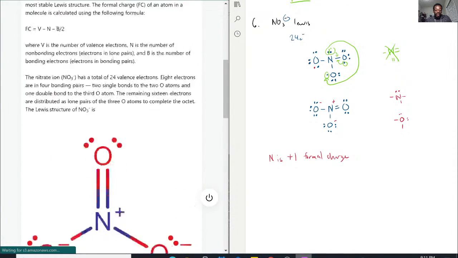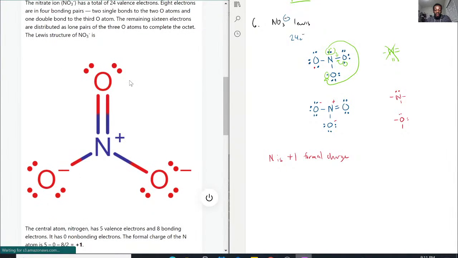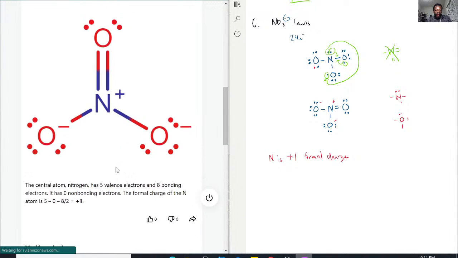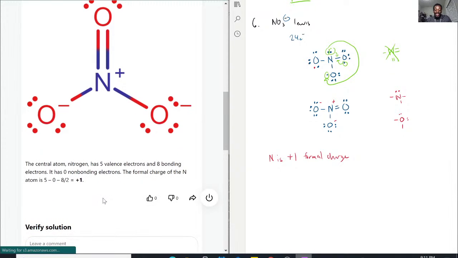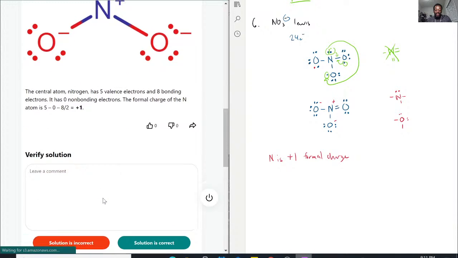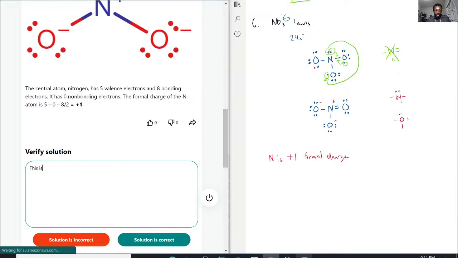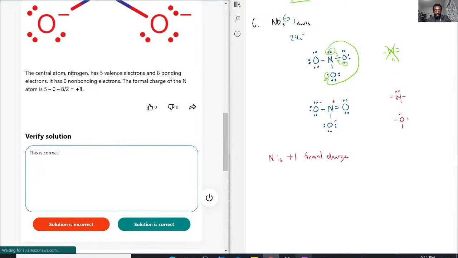So that being said, this is what they got. Perfect, that's the picture we have right now. 2 negatives, 1 positive, and the formal charge of nitrogen is indeed +1. So this is perfect. So let's move on now to question number 7.